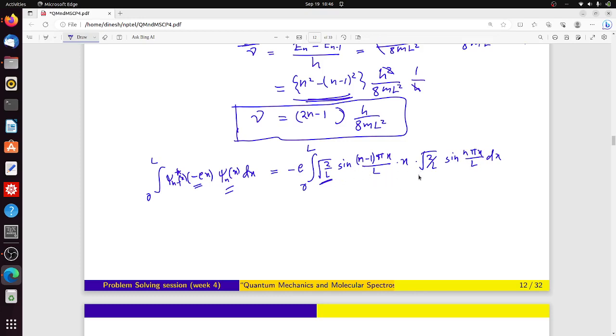So these two are constants, I can take them out: minus e 2 over L. Then effectively I will have x sin (n minus 1) pi x over L, then sin n pi x over L. So we have three functions, and then we have to integrate. It will be easy if we can convert these to two functions. So any suggestion, how shall we proceed from here?